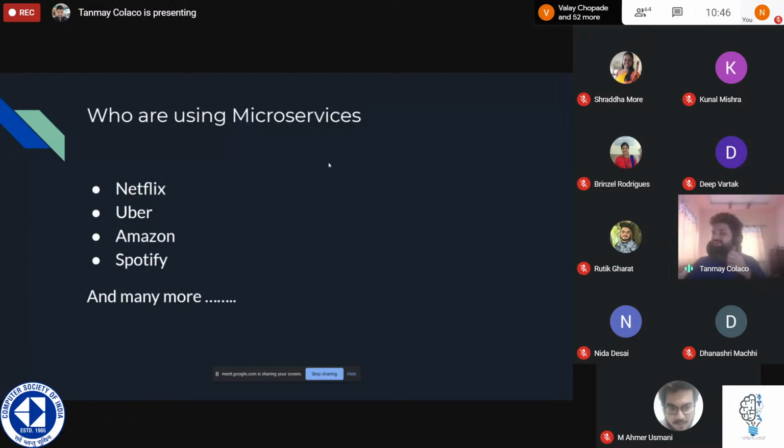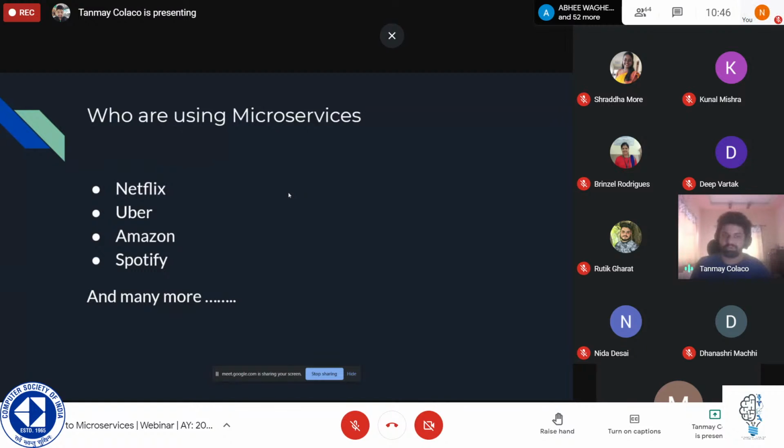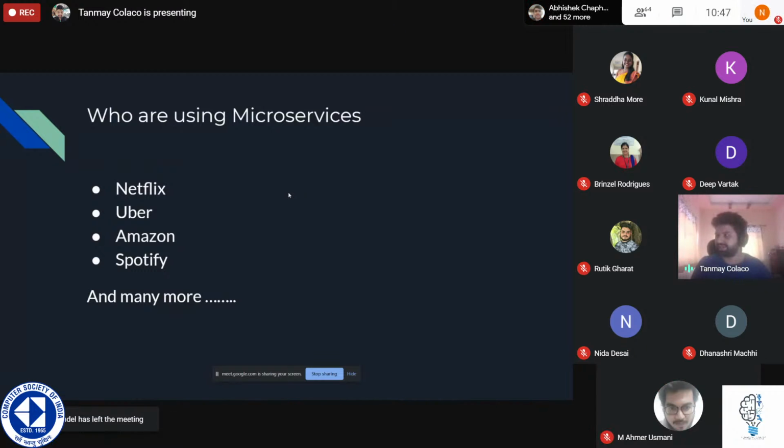So who is using microservices? As Anita ma'am mentioned at the start, every big company is using microservices because they know that their complex applications cannot be run on a monolith. A few primary companies that run them are Netflix, Uber, Amazon, and Spotify. Everyone runs microservices. These are a few examples.